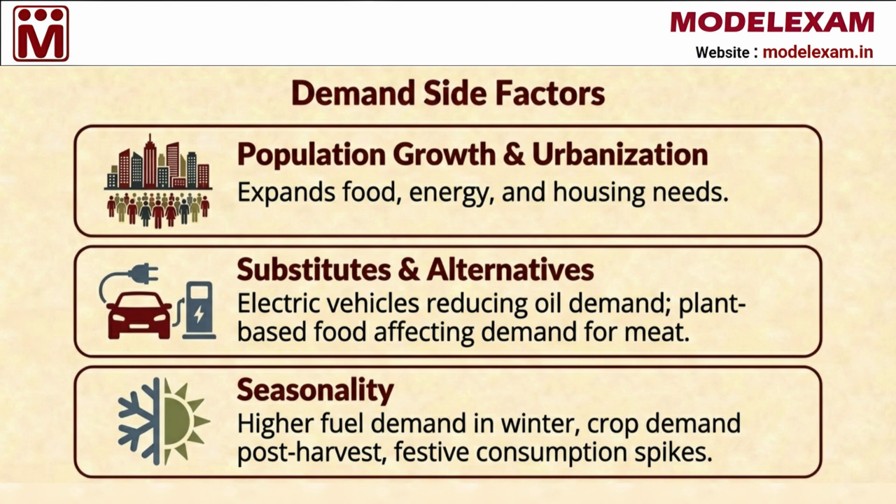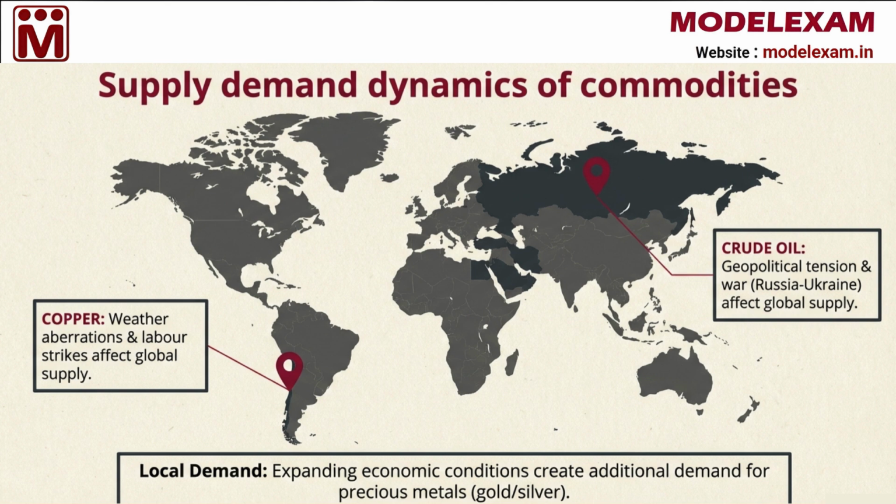The next 3 drivers focus on population and timing. Population growth and urbanization naturally lead to higher needs for food, energy, and housing. Then we have substitutes and alternatives. For instance, electric vehicles reduce the need for oil, while plant-based foods might lower the demand for meat. Finally, there is seasonality. We see higher fuel demand in winter for heating, and festive seasons often cause spikes in consumption. Geography also plays a massive role in these dynamics.